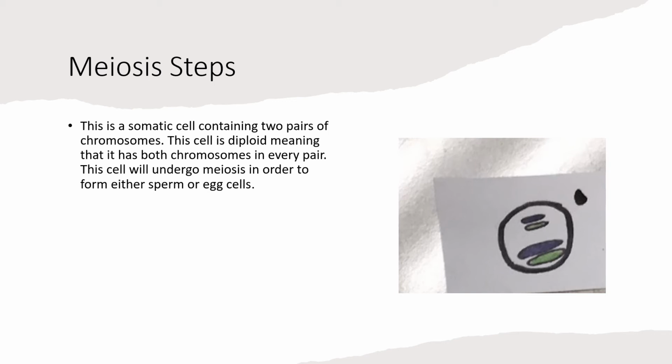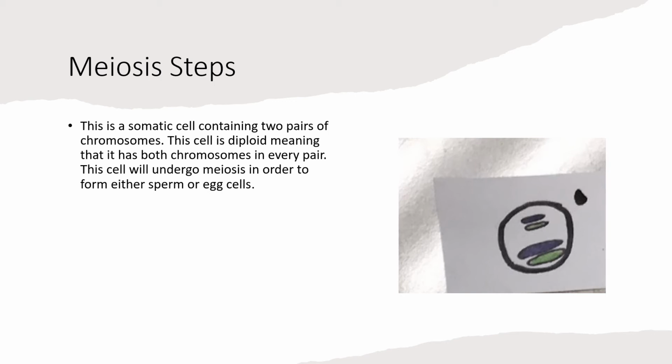So this is our somatic cell. It's just a normal cell. And it contains 2 pairs of chromosomes. So like I said, normally humans contain 46 chromosomes or 23 pairs of chromosomes, but we are not going to write out all of those chromosomes. That would be a lot.